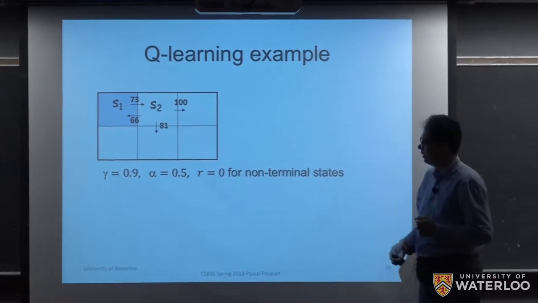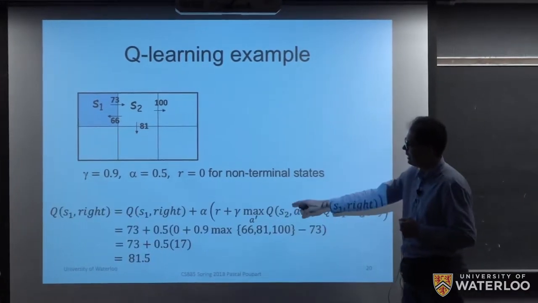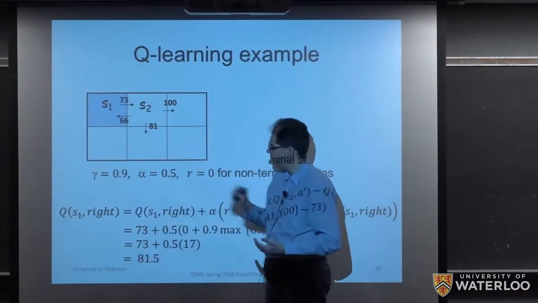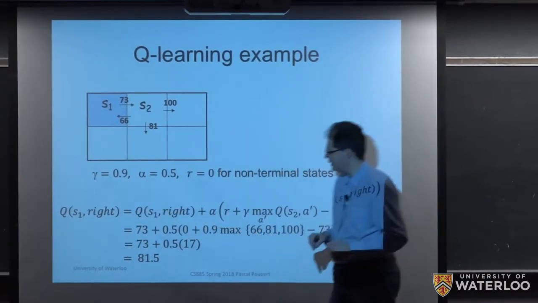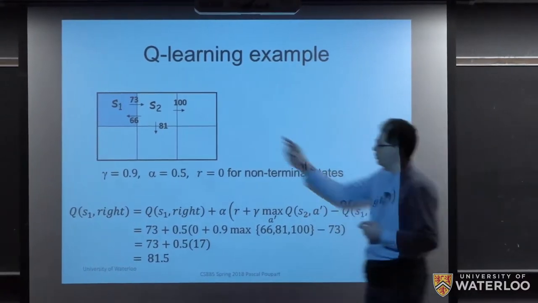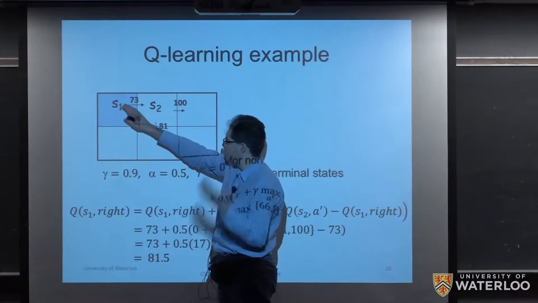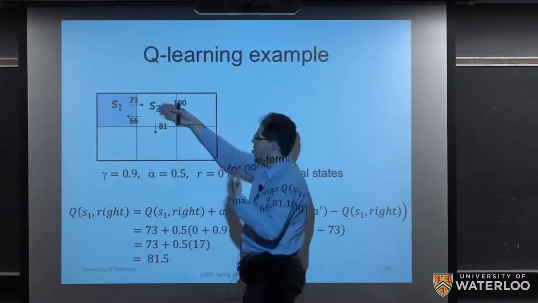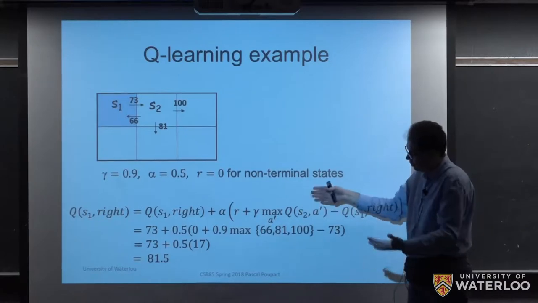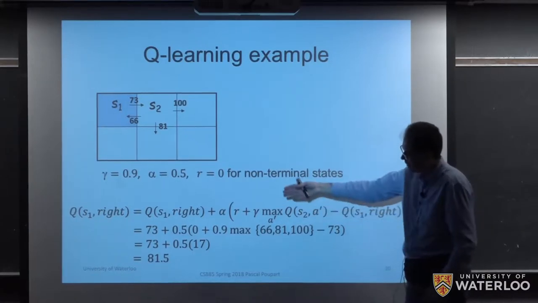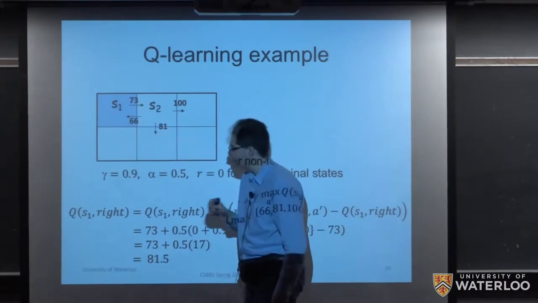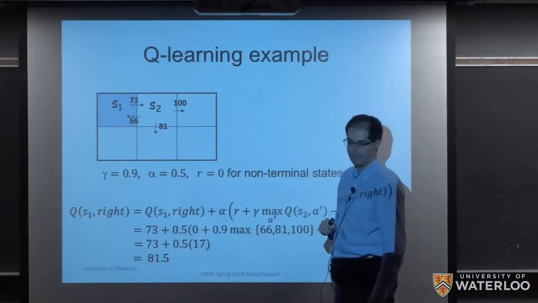And then we would like to estimate the Q values and improve the policy using Q-learning. So in this case, let's say that we are in state 1, and we are taking the action right. And let's say that we ended up in state 2. So we are in state 1, we execute the action go right, and we end up in state 2. The Q-learning algorithm would update this Q value, which is represented here by 73, according to this equation.